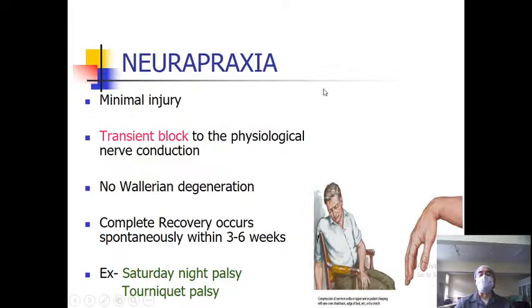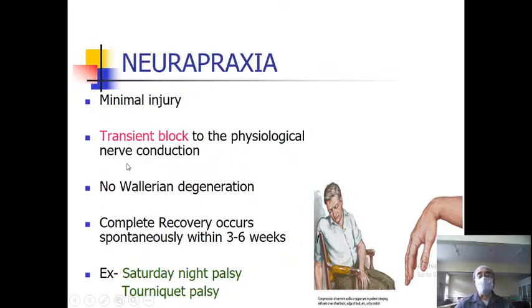Coming to neuropraxia, as we have already seen, because there is no anatomical disruption, this is a minimal injury and a transient injury. Only the physiology is stopped, not the anatomy. Physiological nerve conduction is blocked. And because there is no anatomical discontinuity, there will be no major repair. Once there is a repair, the repair can be of 2 types. We will come to that later.